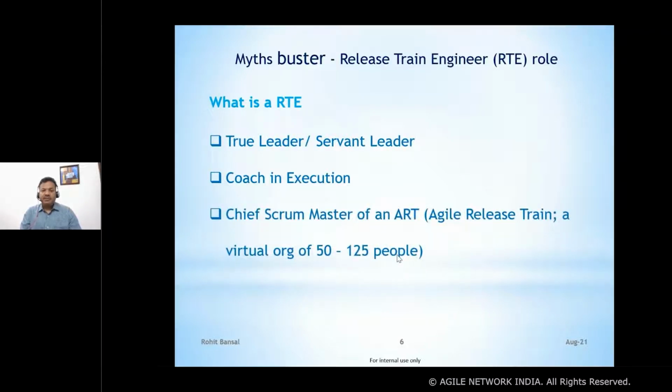RT is a chief scrum master of an ART. Agile release train is a virtual organization of 50 to 125 people, where, if you relate it to Scrum, somewhere between 5 to 12 feature teams work in an ART together towards a common objective. RT works as a chief scrum master, helping the rest of the scrum masters and the team of teams to move in the right direction.